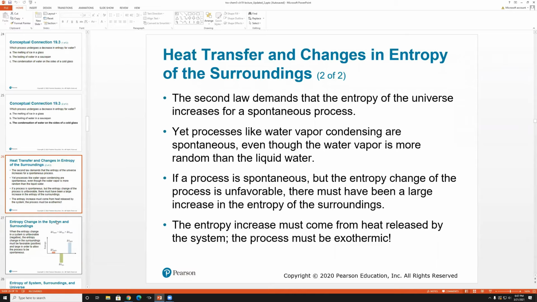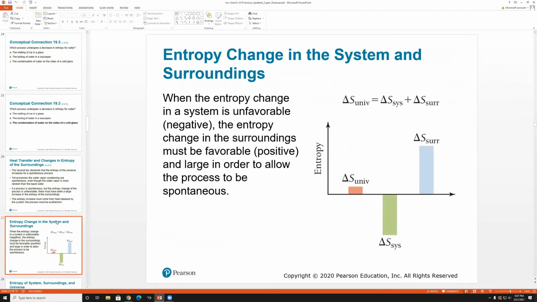Remember, the second law demands the entropy of the universe will always increase for spontaneous reactions. Entropy increases for spontaneous reactions. Always remember that. But sometimes the increase in entropy is either in the system, and sometimes for exothermic reactions, like we just said, it's the entropy of the surroundings that is increasing.